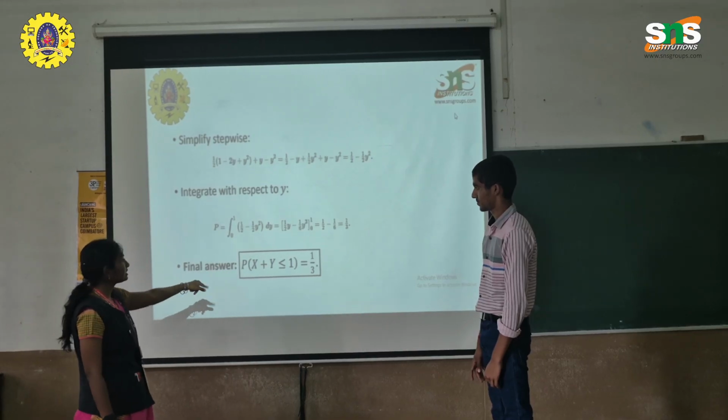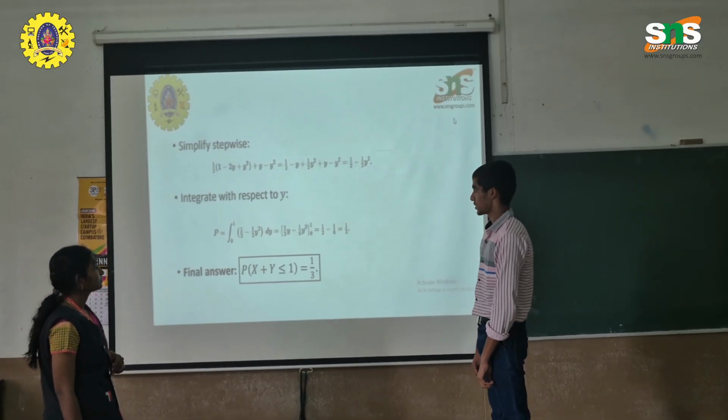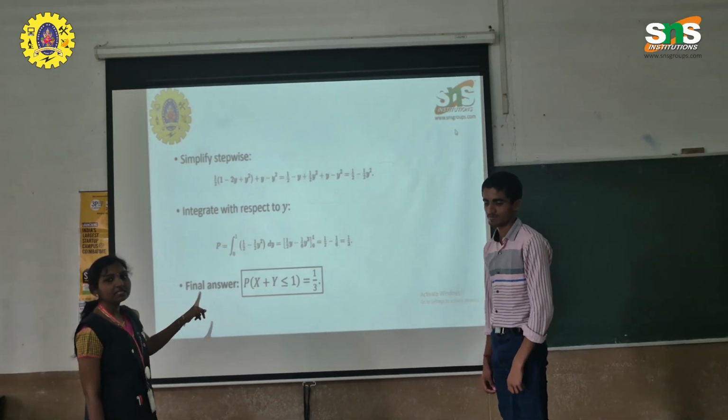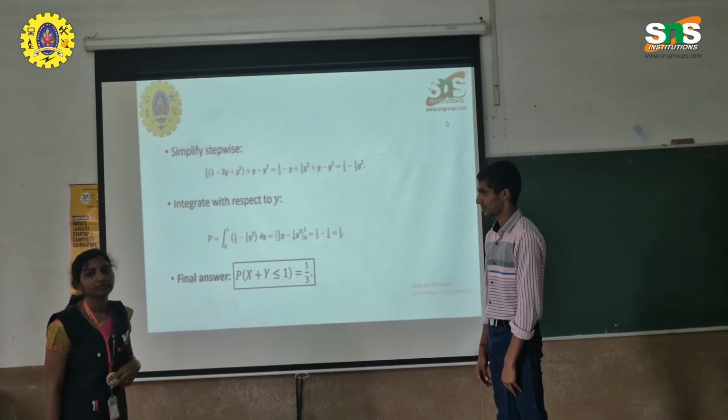What will be the final answer then? P of x plus y less than or equal to 1 is equal to 1/3. So the probability of x plus y less than or equal to 1 is 1/3.